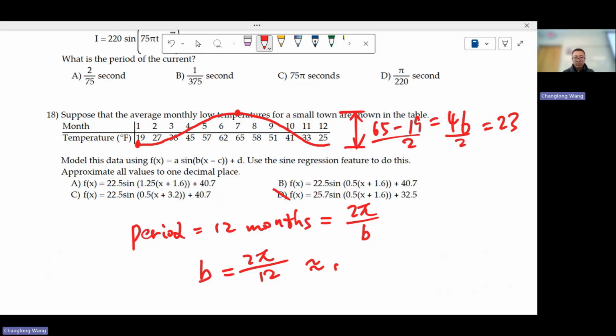0.5, okay, thank you. Again, close enough to figure it out, right? So A must be wrong, right? Because the period is way off. So now you're down to B and C. And the vertical shift are the same, right? That means don't even bother, right? So the difference between the B and C is the phase shift, right?